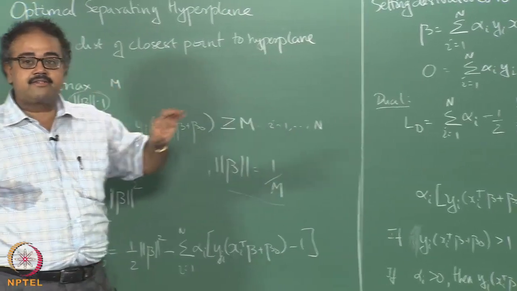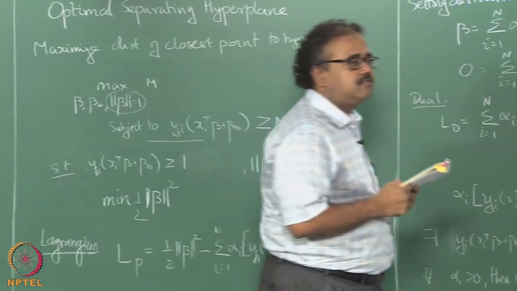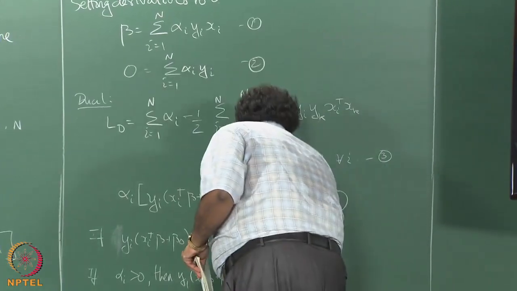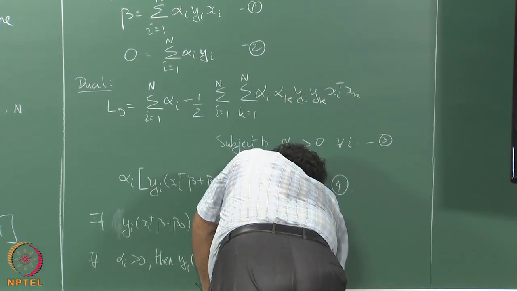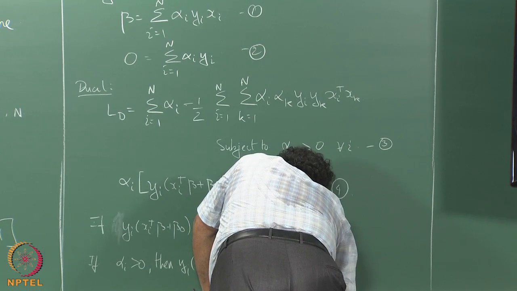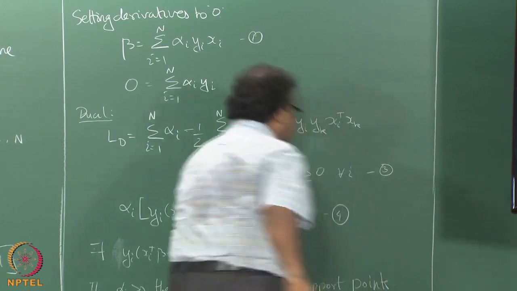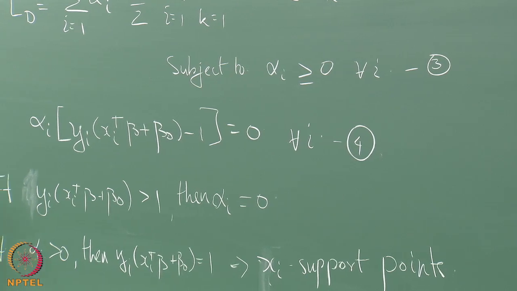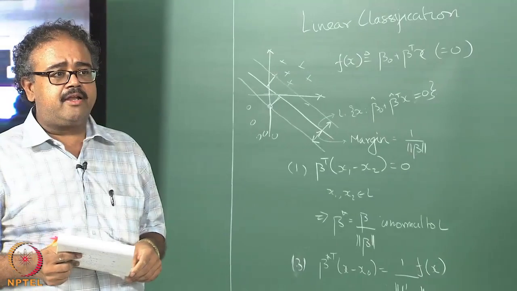So such points which lie on the margin are known as support points or support vectors. And your beta is going to depend only on the support points. What about beta naught?